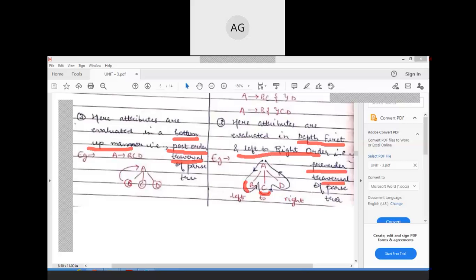So traversal of the parse tree, or the traversal of tree, you already studied in your data structure and algorithm subject in the trees unit. So just follow it. S attributed SDT follows the post order traversal of the parse tree, whereas L attributed SDT follows the pre order traversal of the parse tree. So just remember this difference between the S attributed and L attributed SDT.